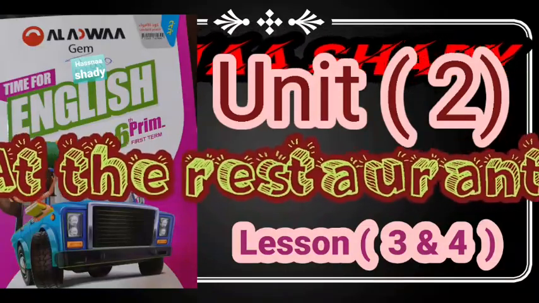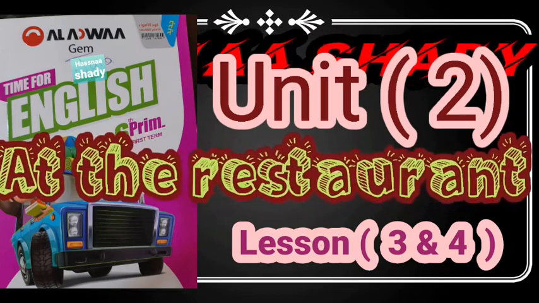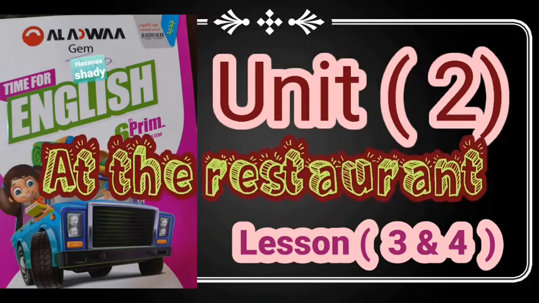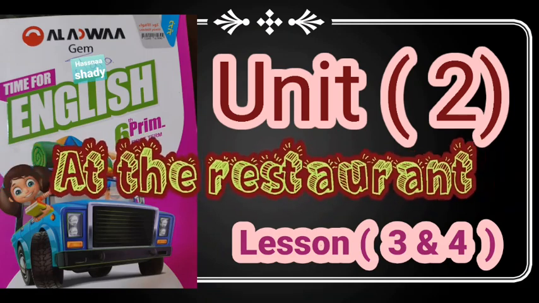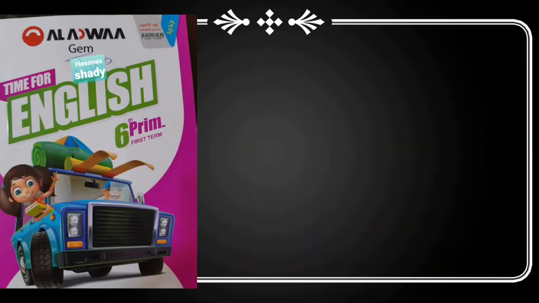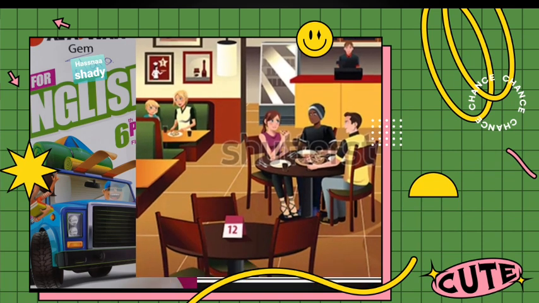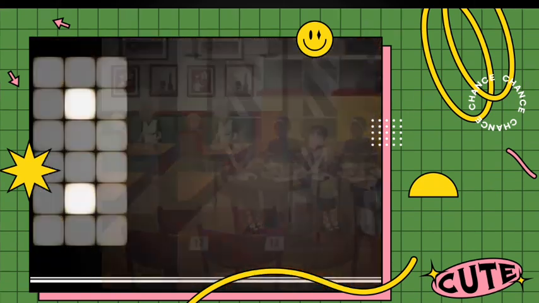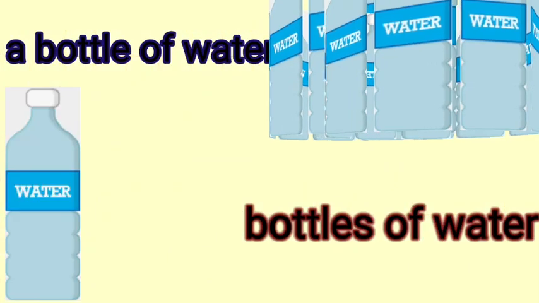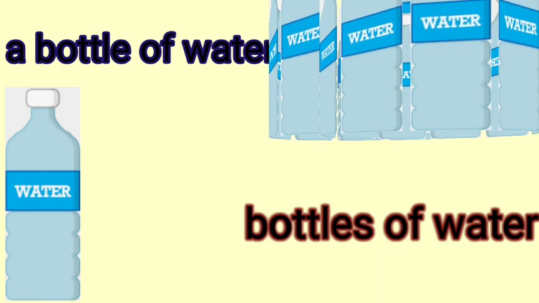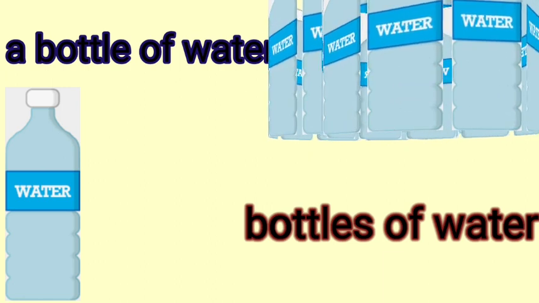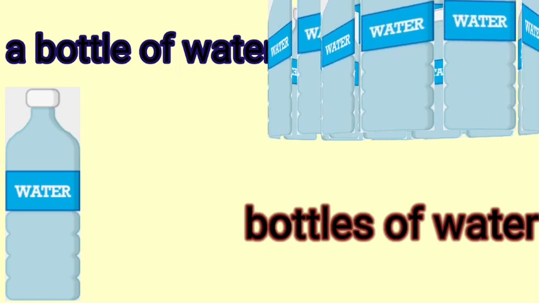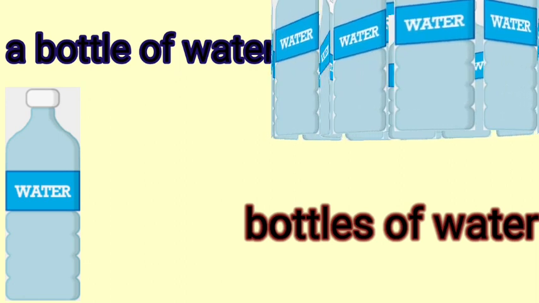In this lesson you'll know the countable and uncountable nouns. Let's go now. Let's know together the different kinds of food and how to change the uncountable food and drinks into countable nouns using some containers. For example, water, a bottle of water. If we talk about one, a bottle of water. But if you have more than one, you say bottles of water.